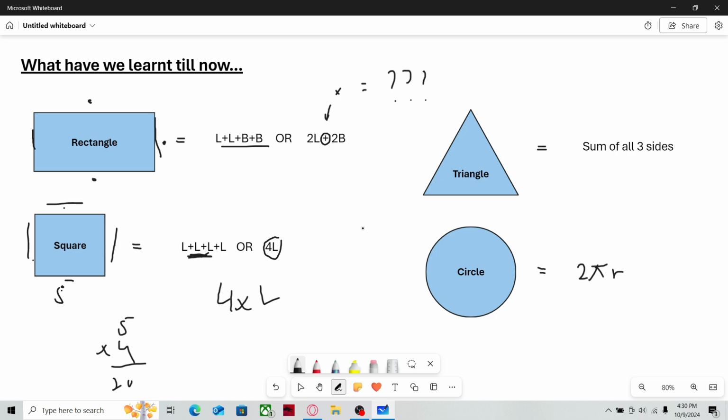What about the triangle? Like I said, there is no formula, but you can use the perimeter concept, that is adding all sides, the sum of all three sides. In a circle, yes, you have a formula, that is 2 pi r. Do not forget the value of pi, which is 22 over 7 as a fraction, or if you decide to take the psychopath route, 3.142.